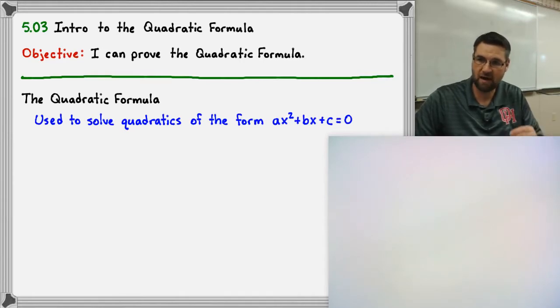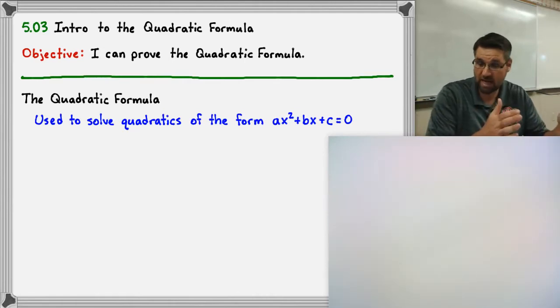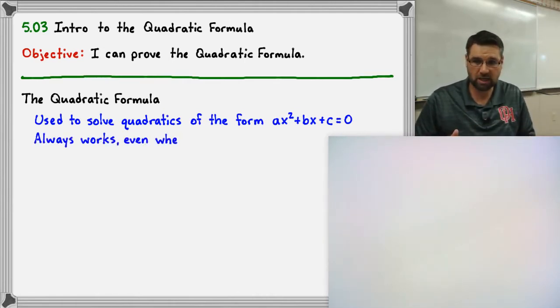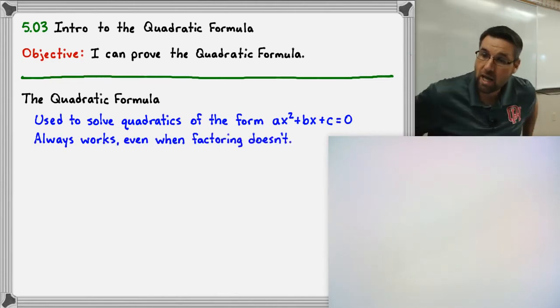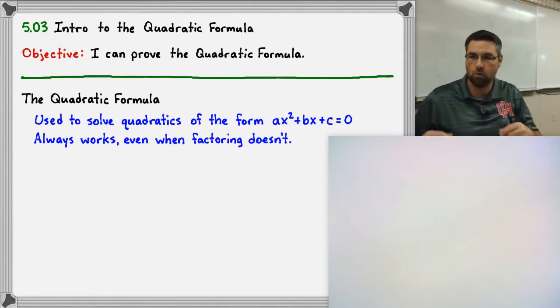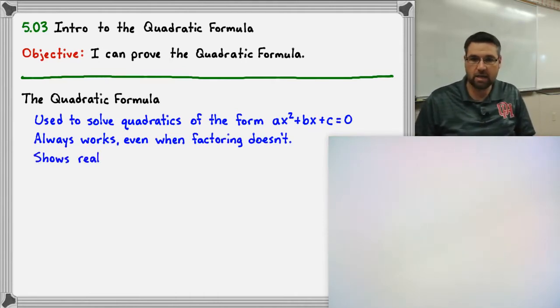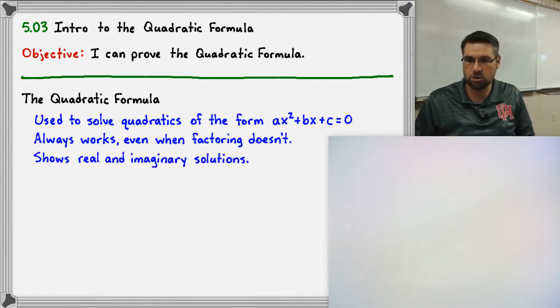So just like in factored form, you have to make the equation equal to 0 by moving everything over to one side. You have to do the same thing here, okay? It always works. Like I said, it will always give you some sort of answer. It will even tell you what kind of answers you get, whether you get real solutions or imaginary solutions, okay? So make sure you go ahead and write those 3 points down.